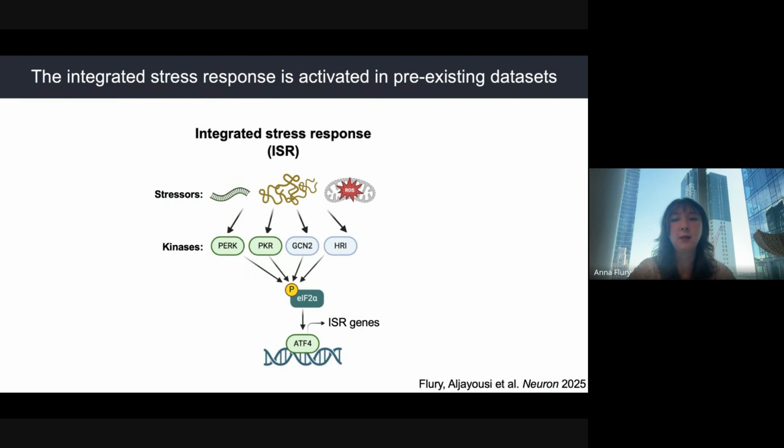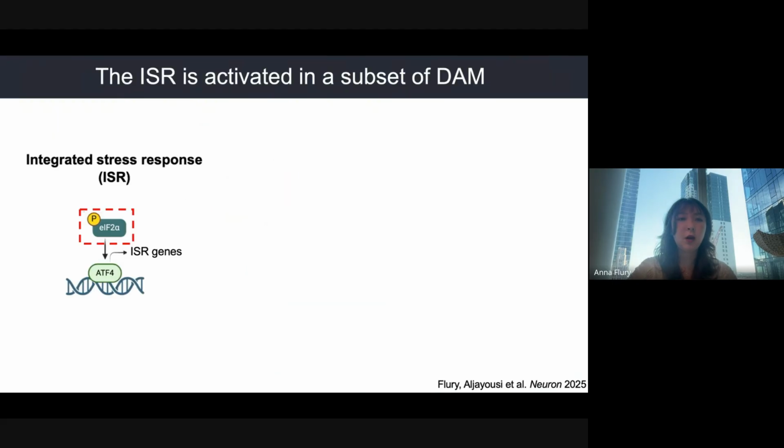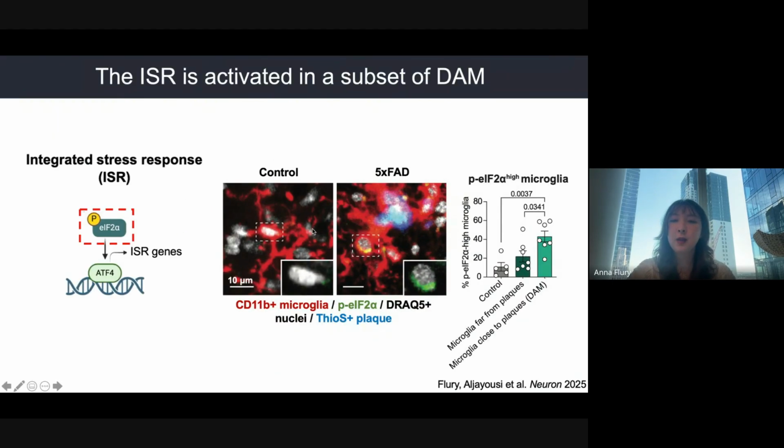But basically, for the purposes of this talk, all you need to know is that we're going to be looking at 3 things to measure ISR activation, which is we're going to be looking at the levels of phospho-EIF2 alpha. We will look at the levels of ATF4 and then the downstream gene expression as proxies to measure ISR activation in a DAM subset. So starting with phospho-EIF2 alpha, we looked at the levels of this phosphorylated protein within our disease-associated microglia, which we know will be proximal to amyloid plaques.